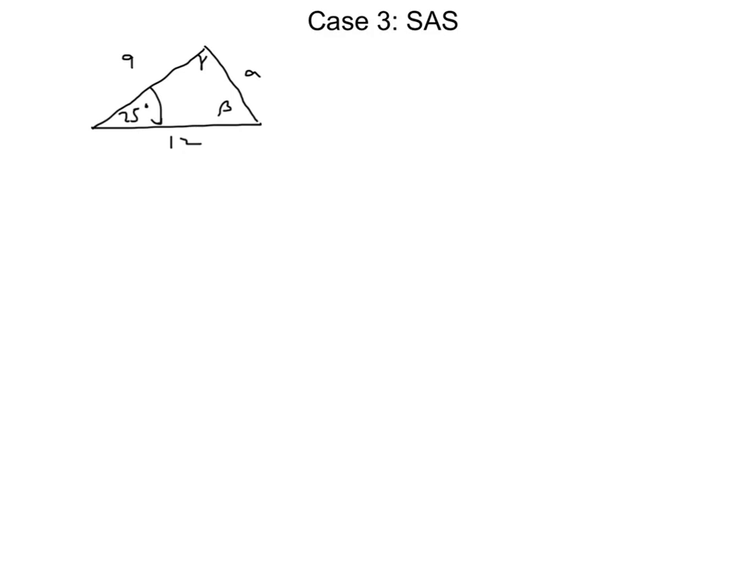And so what I'm going to do is use law of cosines to find A. Setting it up with law of cosines, I know that A squared is going to equal 9 squared plus 12 squared minus 2 times 9 times 12 times the cosine of 25 degrees.